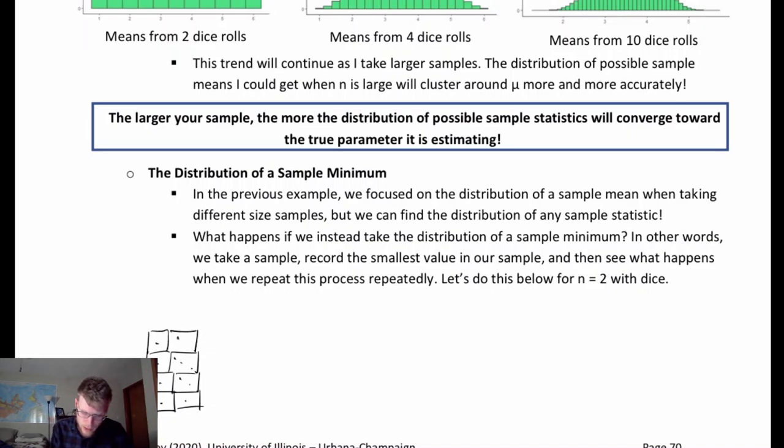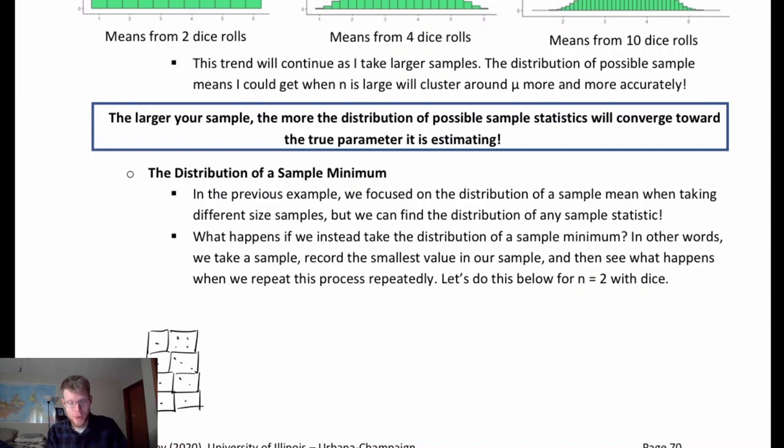This is a good place for you to pause the video and finish filling this out. What are the different combinations of dice that I'm going to see? What sample minimums do they provide? And what does this distribution of possible sample minimums look like in the context of rolling 2 dice?